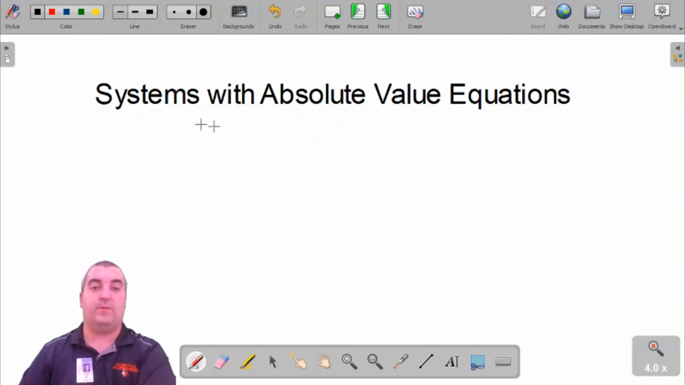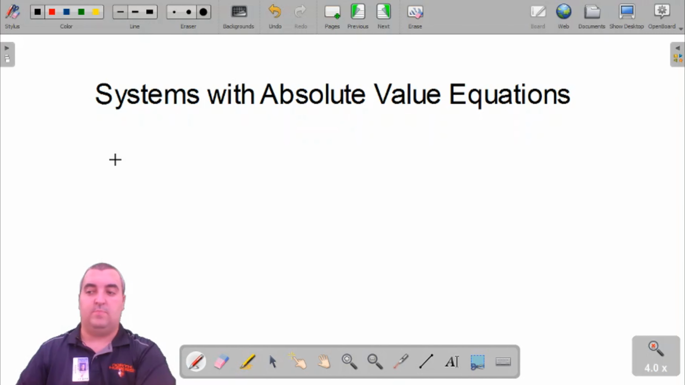Today we're going to talk about systems with absolute value equations involved. We're going to have one absolute value equation and one linear equation. There's going to be three cases we're going to deal with. Technically there's four, but you won't see the fourth one very often.